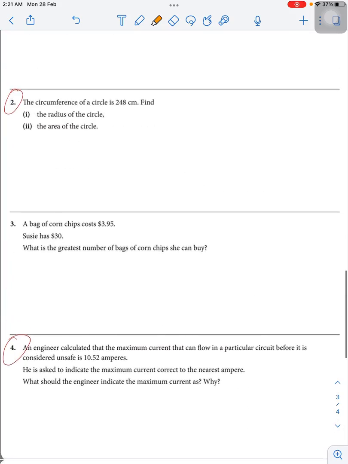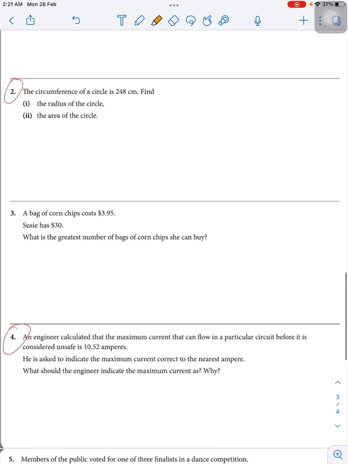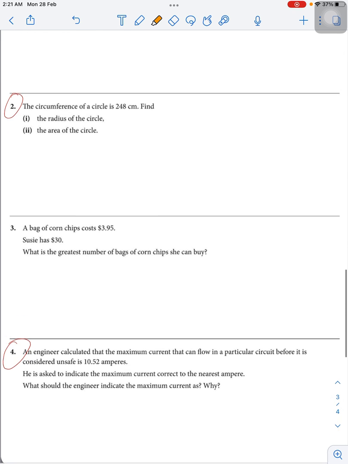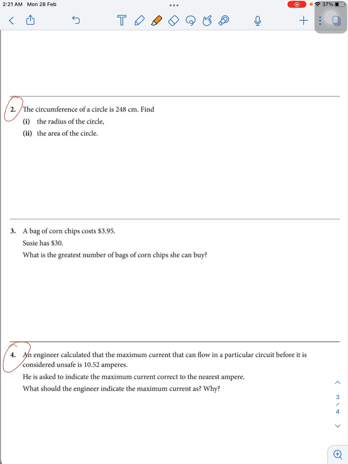Okay, we have another 2 more questions. This is under 3B. Okay, so under 3B, the circumference of a circle is 248, and you're supposed to find the radius of the circle. So in this case, circumference is equal to 2 pi r. So that's 248 equal to 2 pi r, and so r is equal to 248 divided by 2 pi.